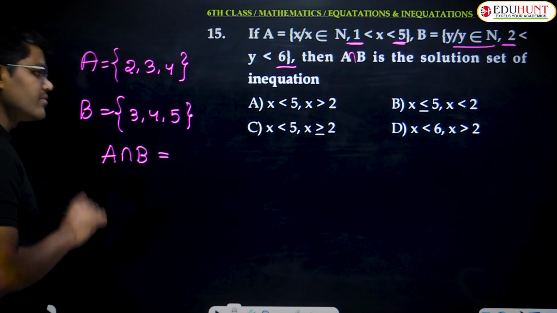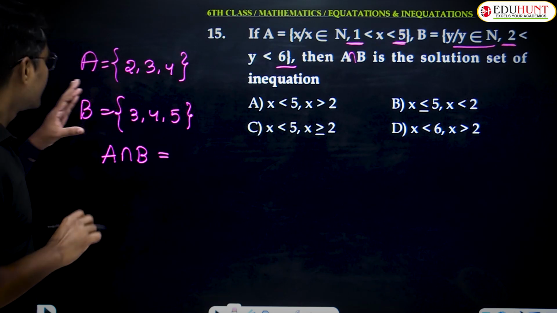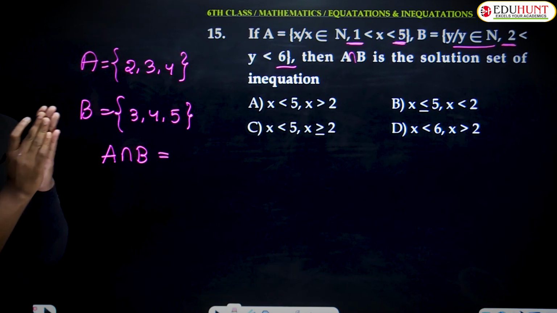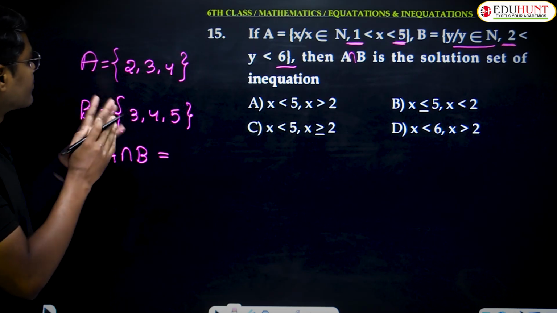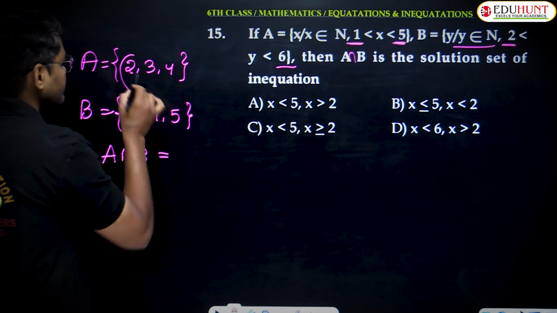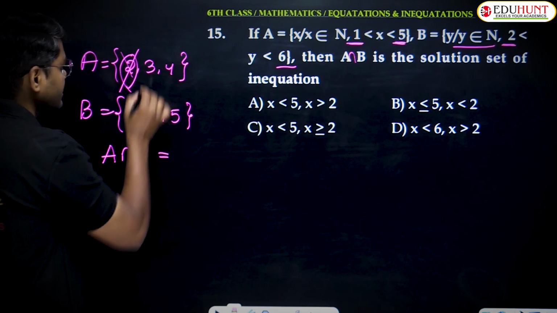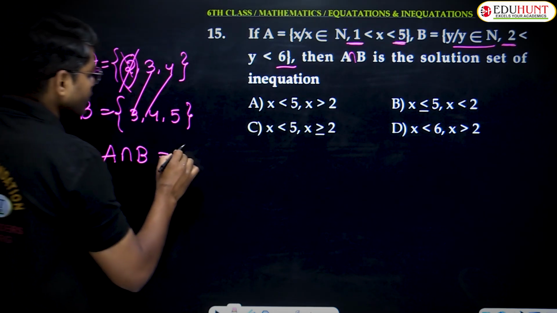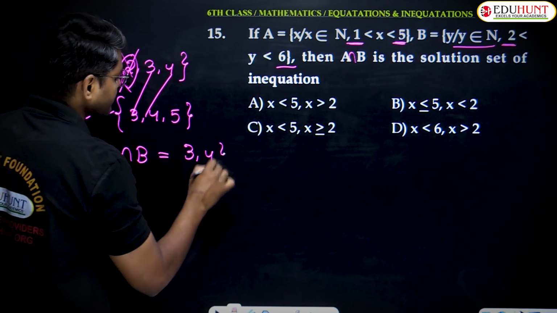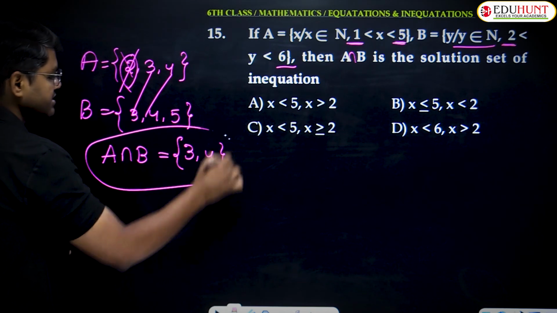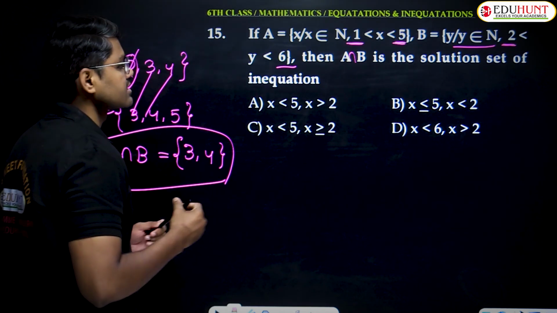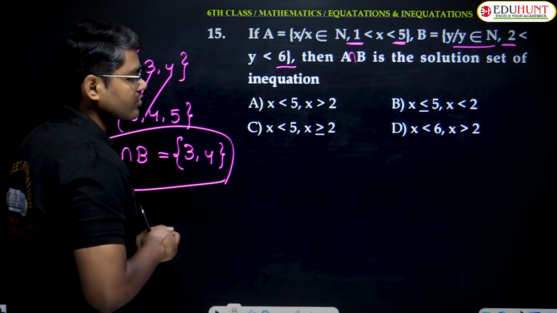A intersection B means we have to write the elements which are there in both the sets. 2 is not there in this set, 3 is there, 4 is there. So only 3 and 4. So this is the intersection. Okay, right. So 3 and 4 should be there.